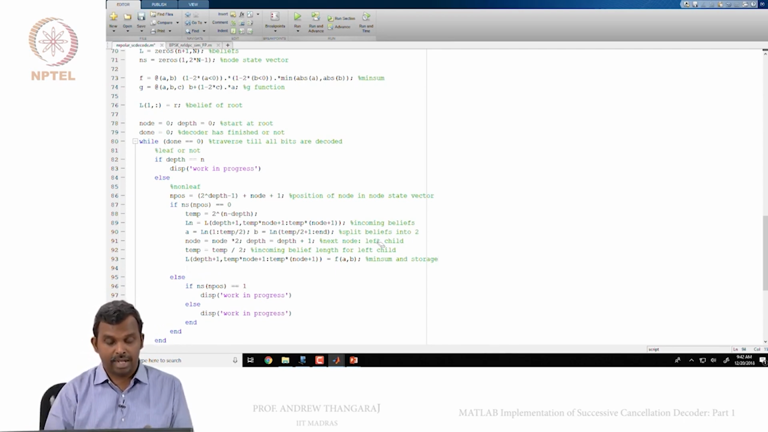Of course, you have to change the state. As soon as I do this, ns of n pos should become 1. So this is done.